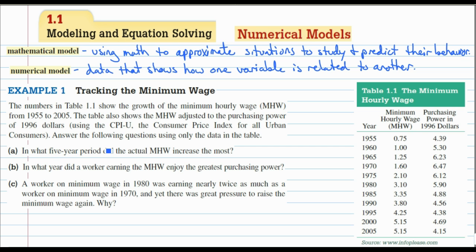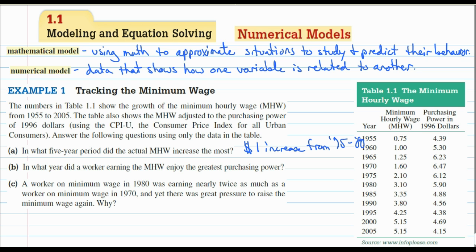In what 5-year period did the actual minimum hourly wage increase the most? Okay, so the minimum hourly wage, we got 25 cents here, 25 cents here, 35 cents here. I mean, we got 50 cents here, so that's good. That's a whole dollar. So at this point, we're trying to beat a dollar. Didn't increase a dollar, didn't increase a dollar. Here, we moved up to a different dollar, but not a whole dollar. Here, we didn't move up a dollar. There, we didn't move up a dollar. That was that dollar jump. So there was a dollar increase from 75 to 80. I bet that was huge.